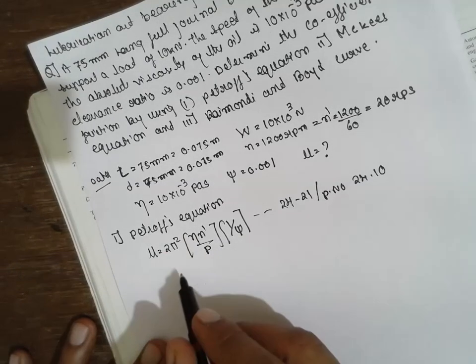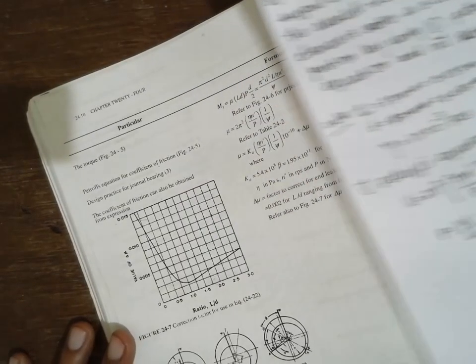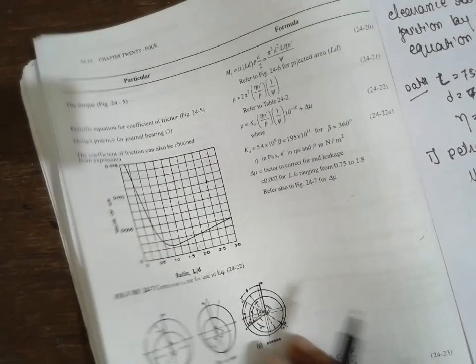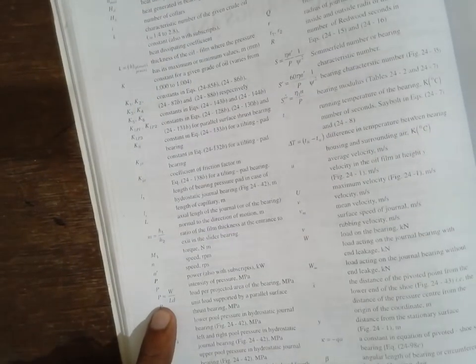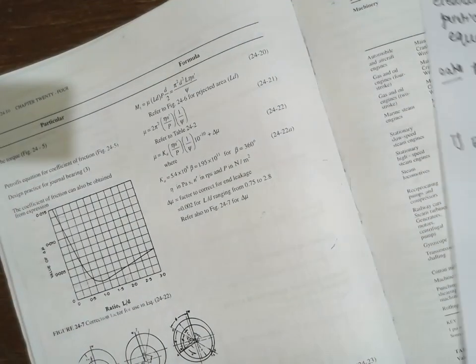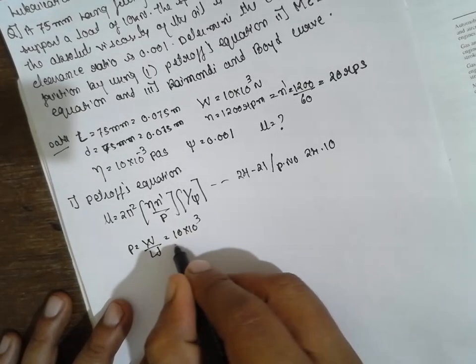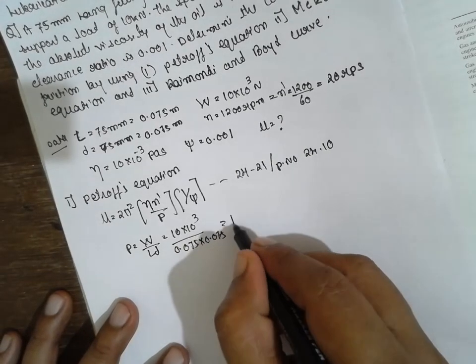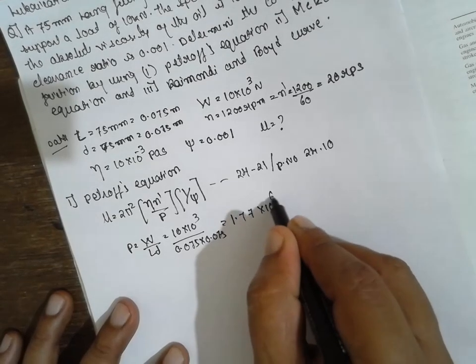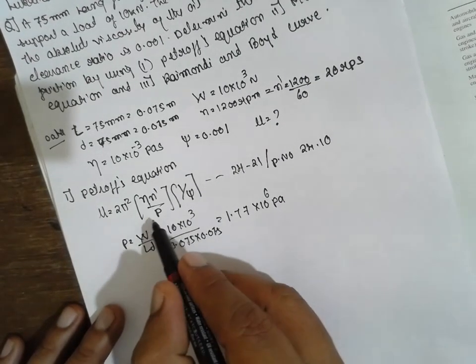Now, after getting this formula, what are the requirements? Eta and N dash are known, and psi is the clearance ratio. What about p? We don't know p. P is nothing but W by L D, which is obtained from the data handbook sheet. Now substitute the values. W is 10 into 10 raised to 3, L is 0.075, and D is 0.075. The answer for this is 1.77 into 10 raised to 6 Pascal, or Newton per meter square.